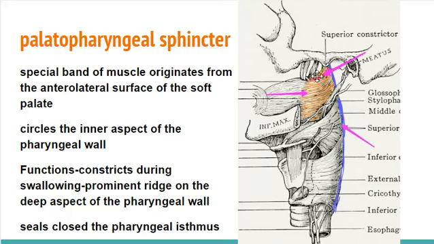So in a similar manner, from the soft palate arises a palatopharyngeal sphincter, which circles the inner aspect of the pharyngeal wall. So you would realize that when this muscle constricts, it forms a prominent ridge, and a ridge means basically closing the pharyngeal wall, right? So it functions to constrict during swallowing on the deep aspect of the pharyngeal wall, and in this manner it helps close the pharyngeal isthmus between the nasopharynx and the oropharynx.